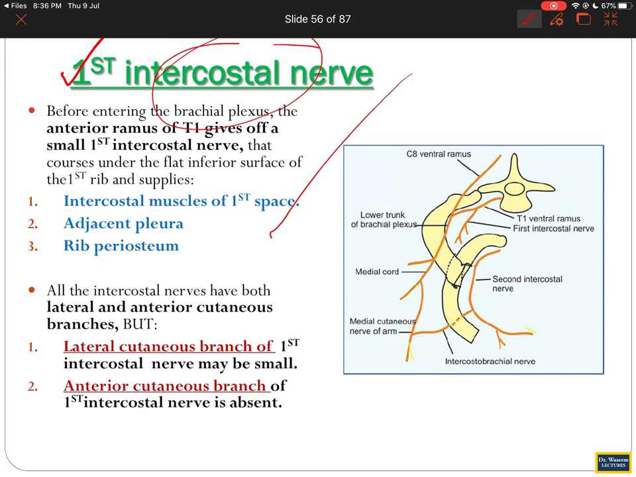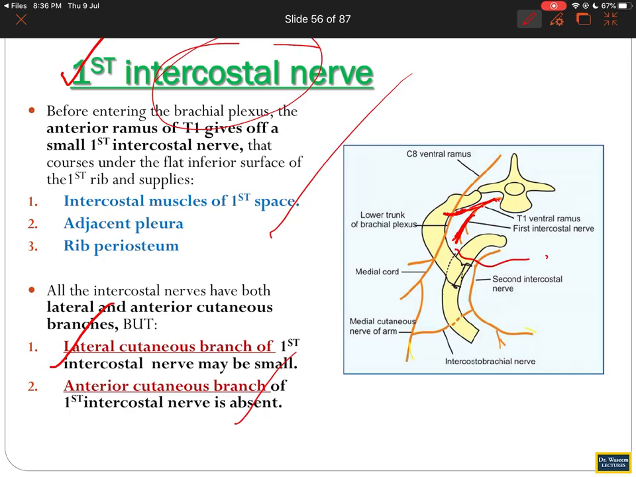So it is a little different here. The lateral cutaneous branch of the first intercostal nerve, even if present, will be very, very small, otherwise it is not present. Even the anterior cutaneous branch is never present. The first intercostal nerve is different from the others, you can see here. The anterior cutaneous branch is not present, and the lateral cutaneous branch, if present, is very small.